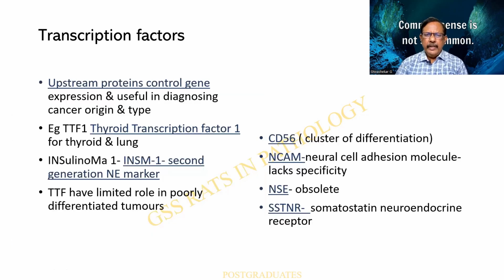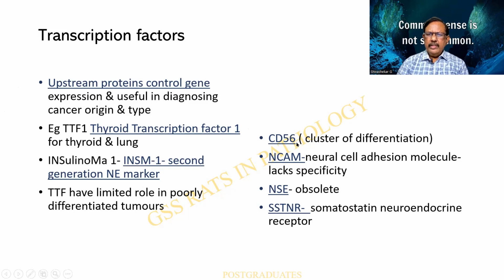There are certain transcription factors. This, for heaven's sake, kindly buy it. There is no other way. There is no logic to it in the present world today. There is an upstream protein control gene. And then there is a thyroid transcription factor 1 for the thyroid. There is an insulinoma 1. INSM1 means insulinoma 1, which is a second generation neuroendocrine marker.